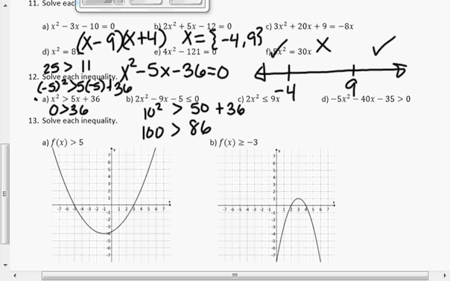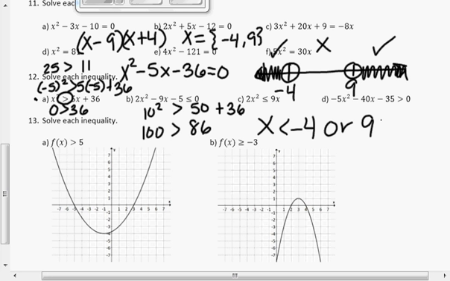Since it's a greater than sign and it does not have a less than sign, we're going to have open circles and we're going to shade towards where we have our check marks. So we're going to write down negative 4. We know that x is less than negative 4. Or we have a 9 and we know that x is greater than 9. So that's how you're going to do your inequalities. You've got to test points.